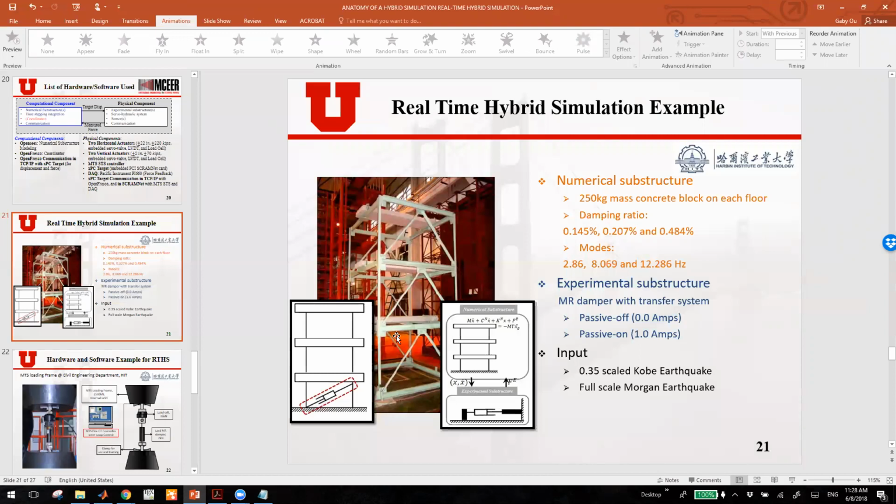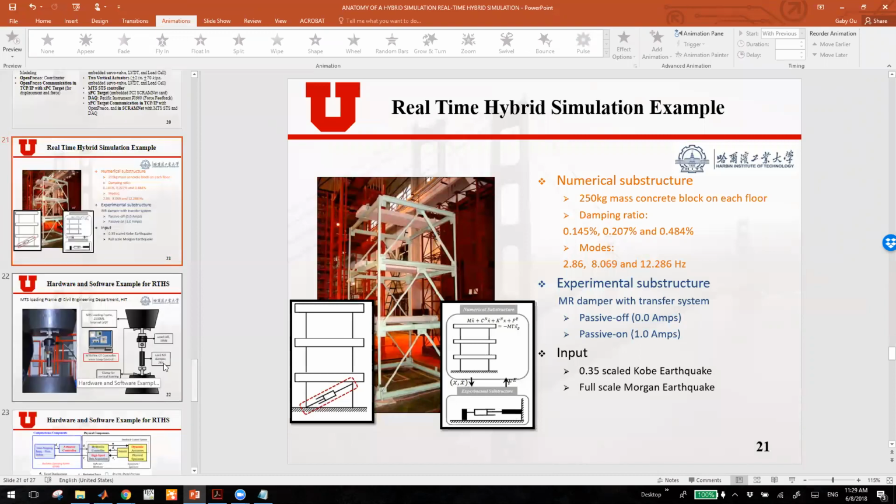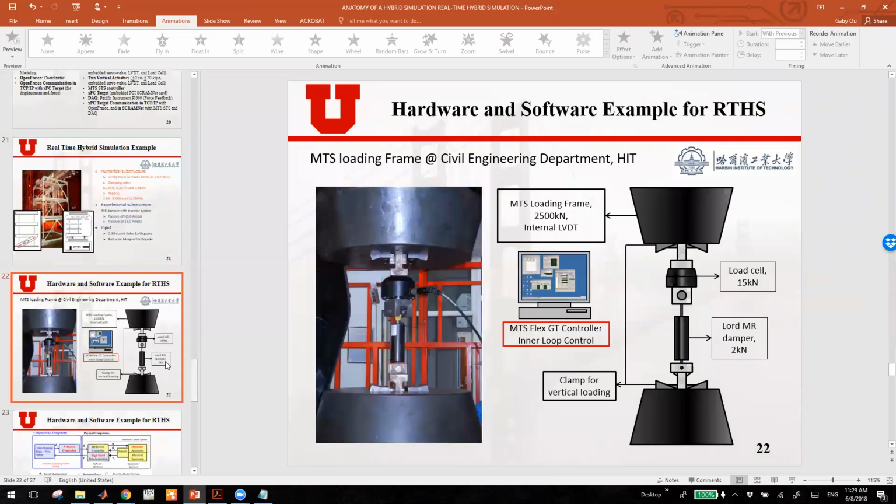And so we have to use real-time hybrid simulation to investigate its behavior. So the numerical substructure we choose is the 3-story building, and the experimental substructure we choose is the MR damper itself, and it's loaded on the physical setup. So this is the physical setup that we tested at HIT. And the left side is the picture, the right side is the representation of the physical setup.